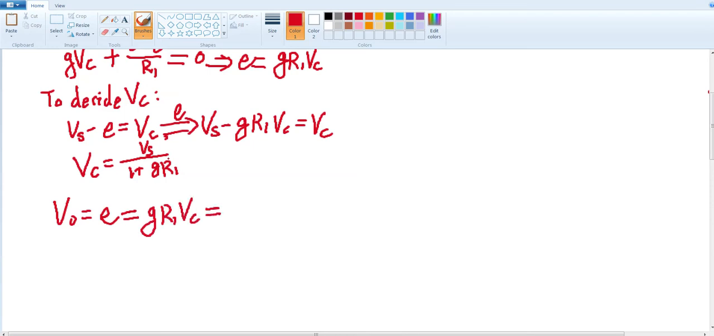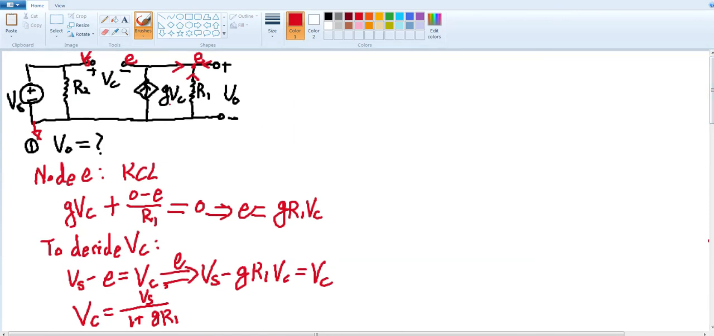And we also have the expression for VC, so that will be GR1 divided by 1 plus GR1 times VS. Yes, we replace the expression of VC into this expression. So we get GR1 divided by 1 plus GR1 VS. So this is the output voltage for this circuit, which contains the dependent source.